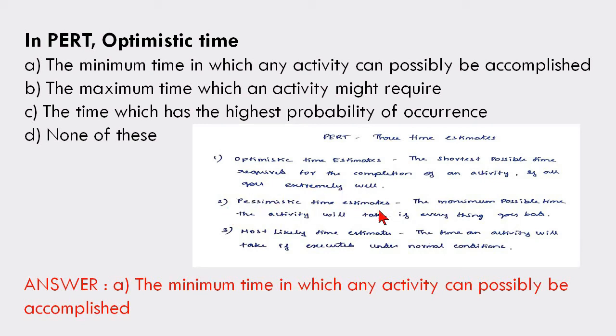Second one is pessimistic time estimates. It is the maximum possible time. Okay, for example, the maximum time, it is related to what? Pessimistic time. The maximum possible time the activity will take if everything goes bad. Third one is most likely time estimates, the time an activity will take if executed under normal condition. Okay, so the normal condition, the time of an activity will take for its execution is most likely time estimates. Okay, as per our question, optimistic time, it is the minimum time in which the activity can be possibly accomplished.